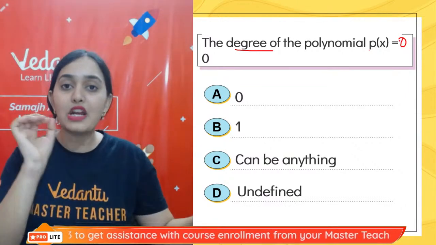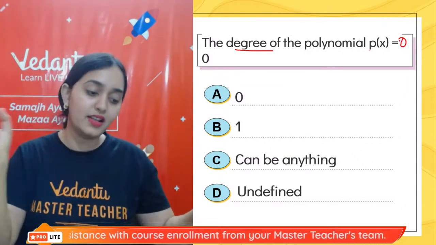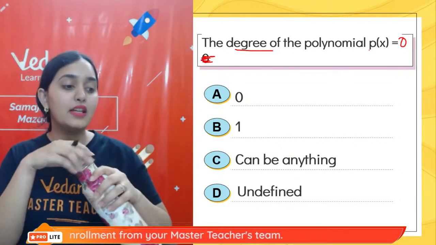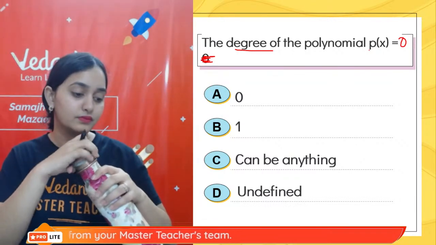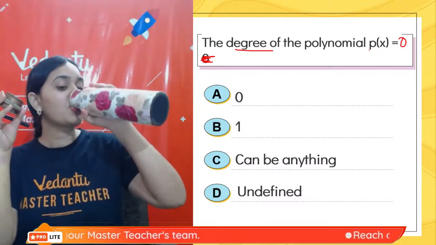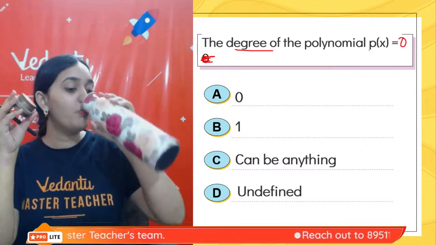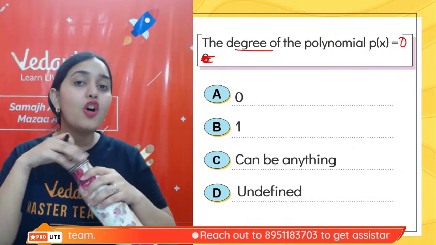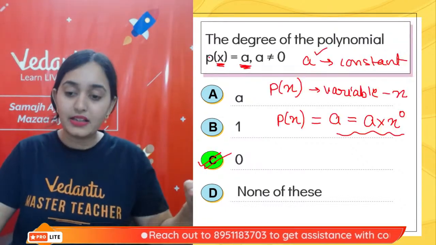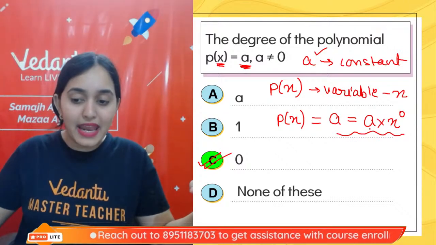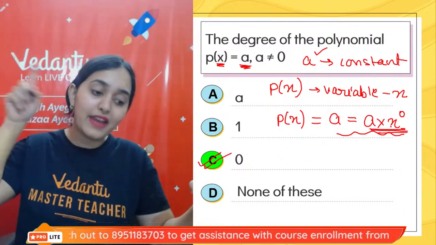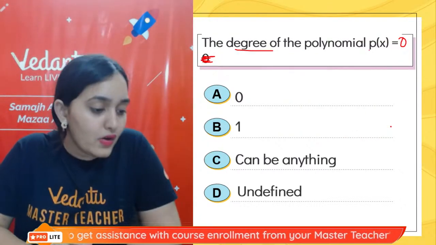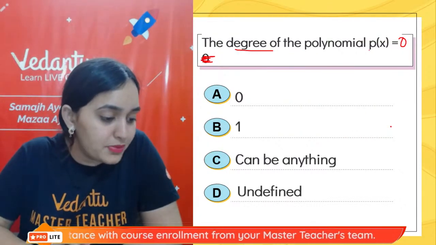What is the degree of the polynomial px is equal to 0? Px is equal to 0. Yes, Arushi. A is any constant not equal to 0. But a multiplied by x to the power 0, and what is the value of x? X ka power is 0. Like that. Okay, scientific enthusiast, option B.